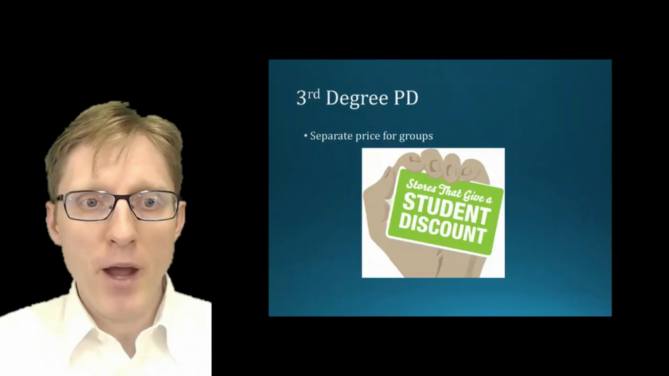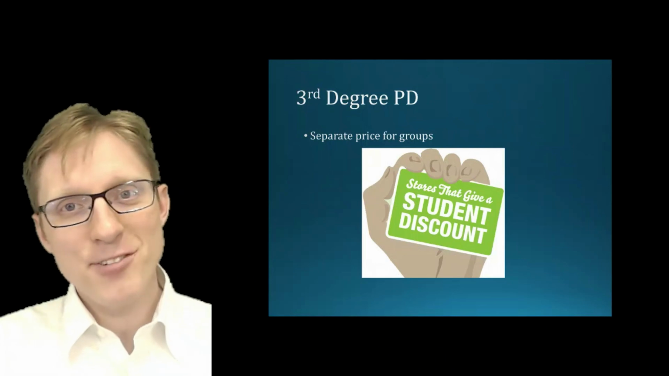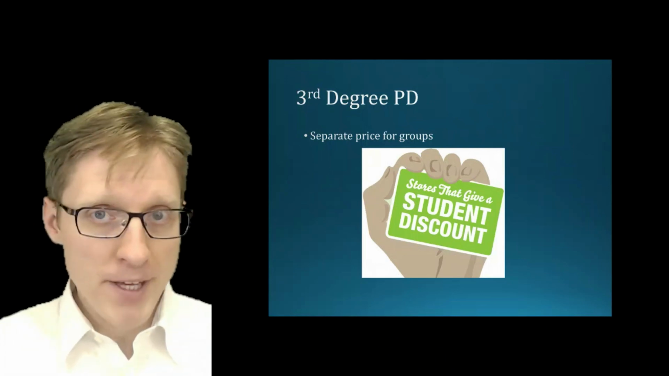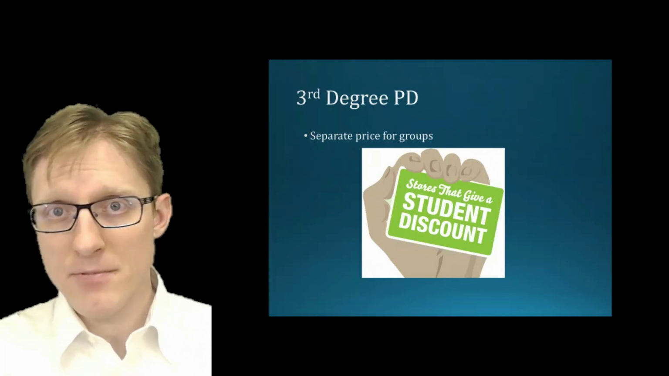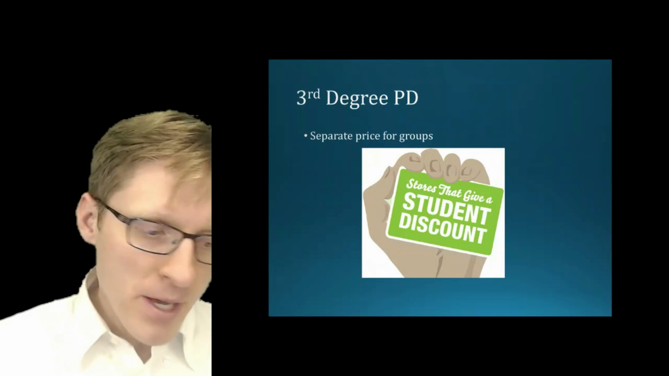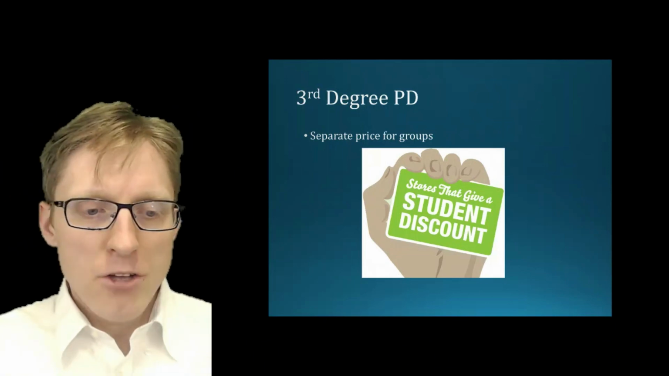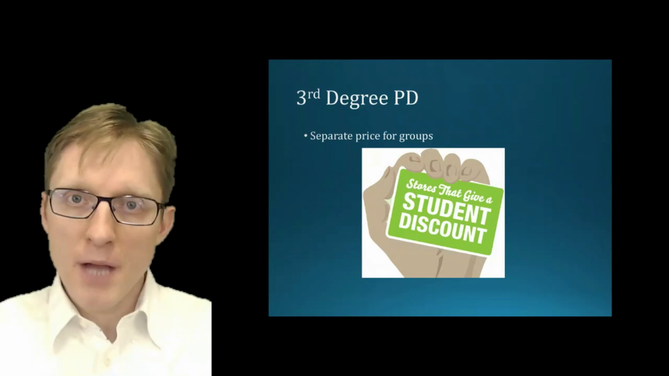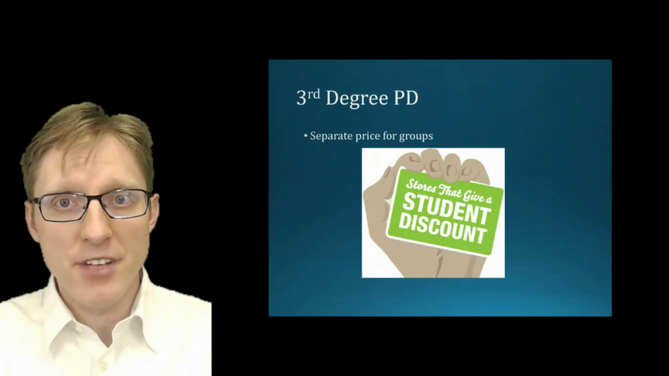And for third degree price discrimination, the best example probably for this class is student discounts. You probably can show your university ID at the local movie theater or something like that and get a lower price than other people. Except for me, because I still show my little faculty ID and I just put my thumb over the faculty part. So those are a number of different types of price discrimination. In the next few videos, we're going to go over these in a little bit more detail.